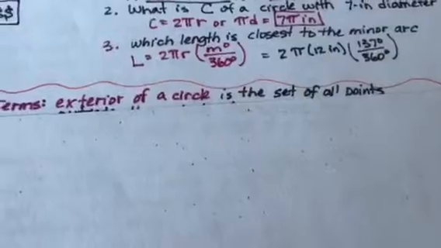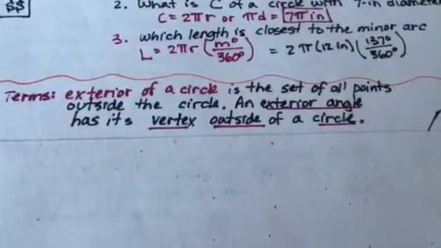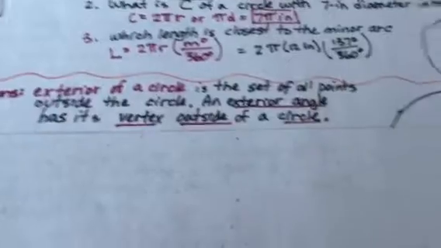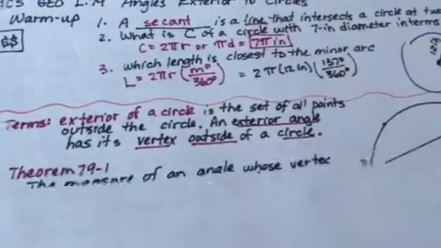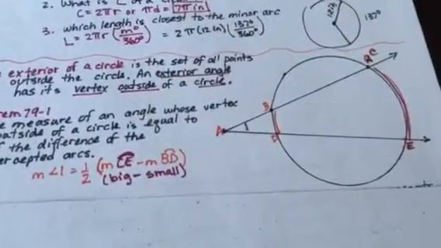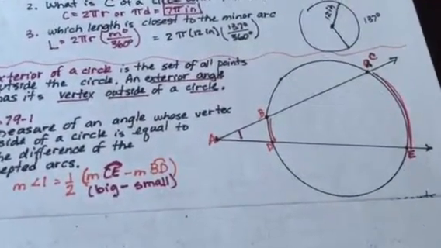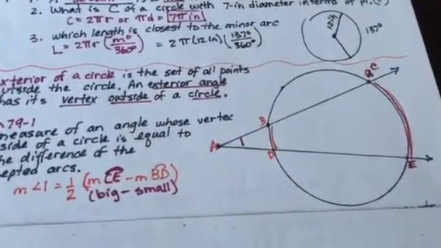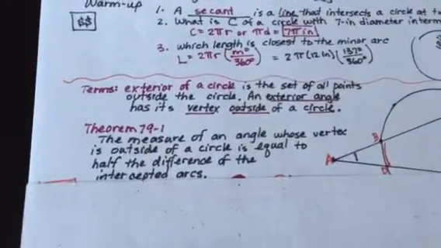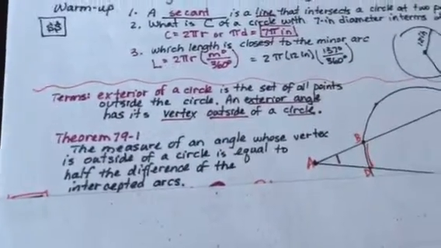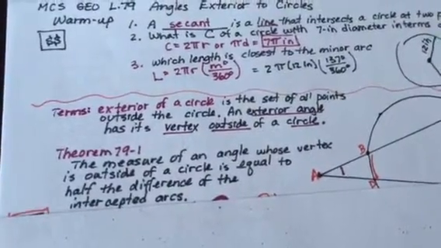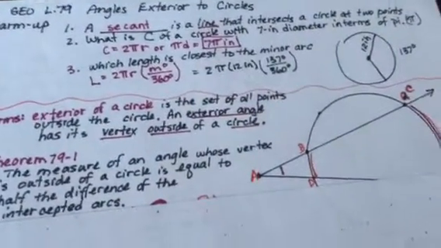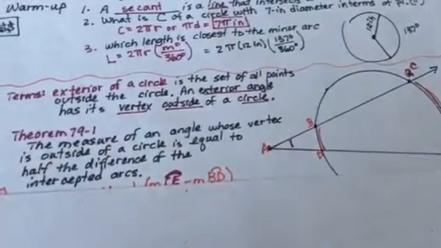Continuing on, there's a new term. An exterior of a circle is the set of all points outside the circle. It does not have to be on a line. An exterior angle has its vertex outside of a circle. As in the example drawn here, the vertex A is outside the circle, and we will just read our new theorem. The measure of an angle, in this case angle 1, whose vertex is outside of a circle, is equal to half of the difference of the intercepted arcs.